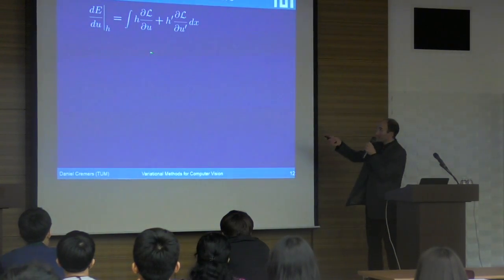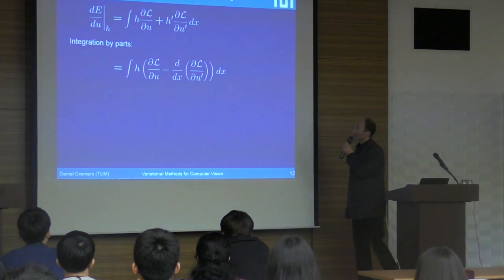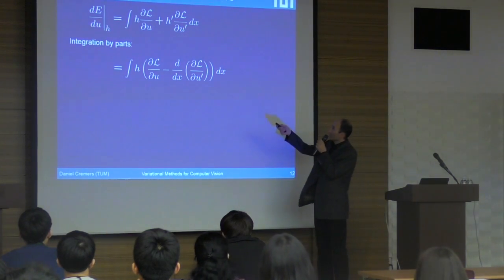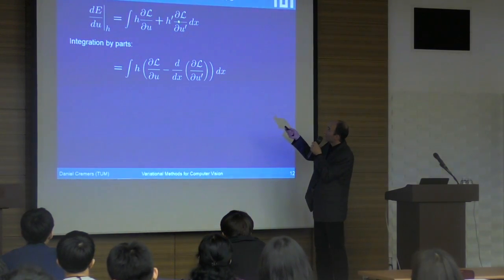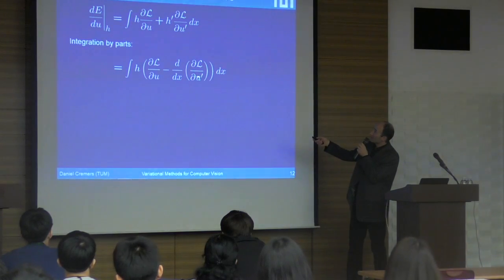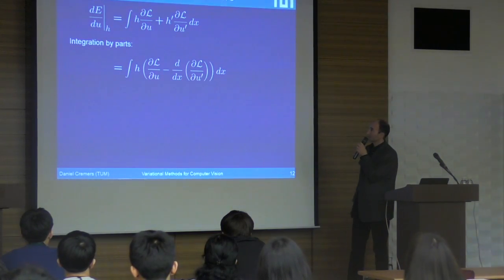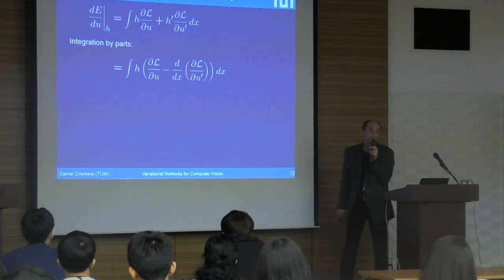So this is the directional derivative in h, and as you may recall, what we can do now is we can do integration by parts. h prime is dh by dx, so we can move the derivative of h onto the second term here, and then we get a minus sign, and we can pull out the h here. So we have h times dL by du minus d/dx of dL by du prime. And this is omitting boundary terms.